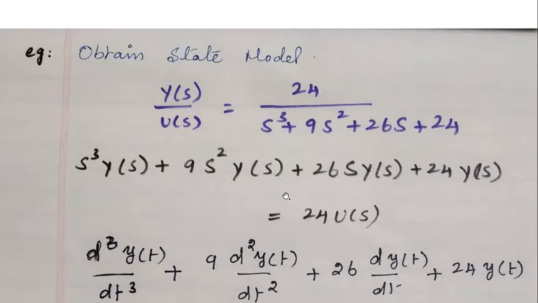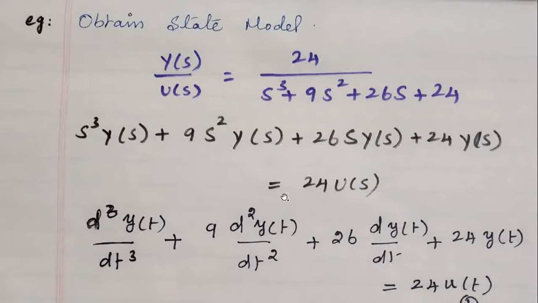We'll see the next example where, in this given question, the transfer function has a constant value in the numerator and a polynomial in the denominator. If this kind of transfer function is given, how do we have to obtain the state model? Obtain the state model for this given transfer function.